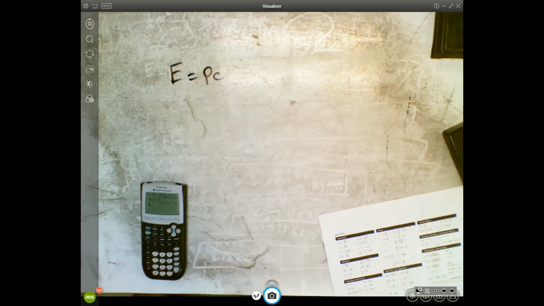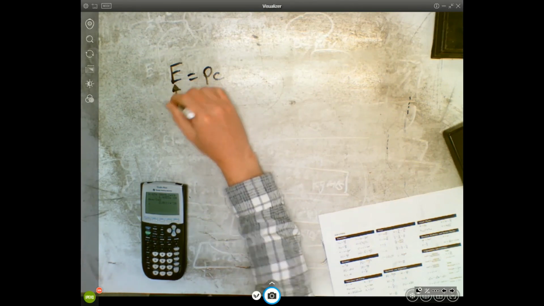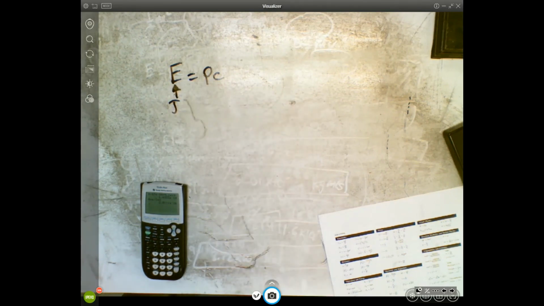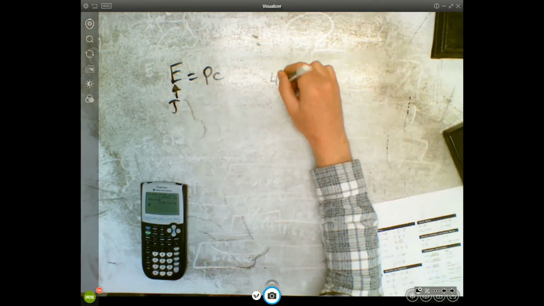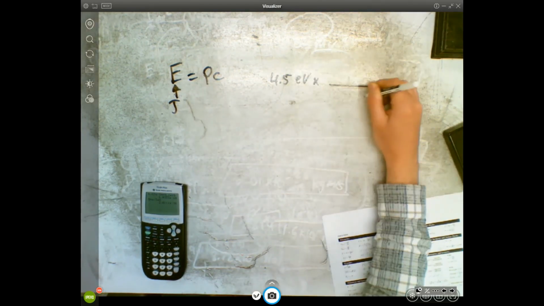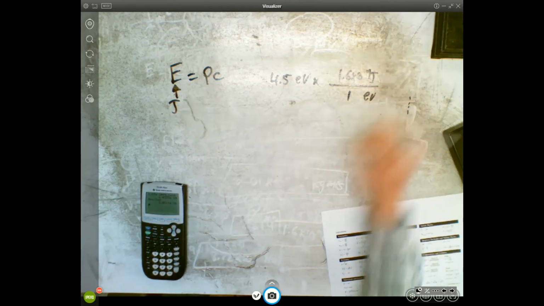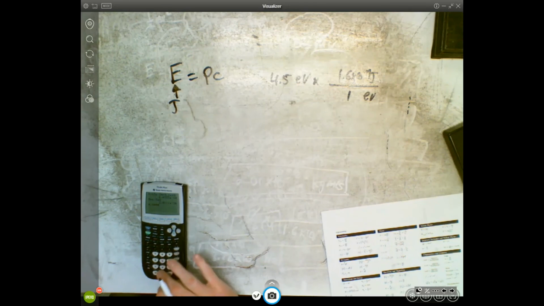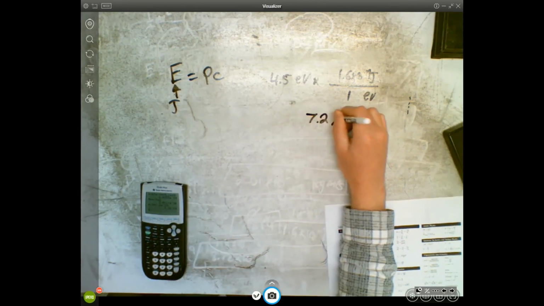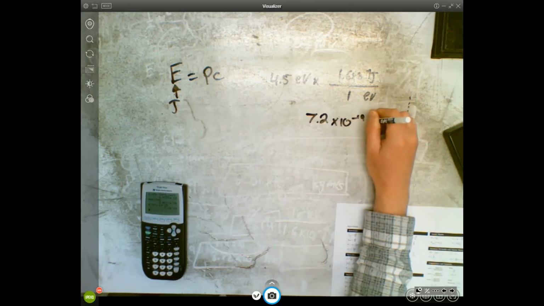Most people would use E equals PC, but like I said before, our energy has to be in joules or else we don't get those kilograms meters per second. So the first thing you'd have to do is take your 4.5 electron volts and convert them into joules. So 4.5 times 1.6 times 10 to the negative 19, and we get 7.2 times 10 to the negative 19 joules.